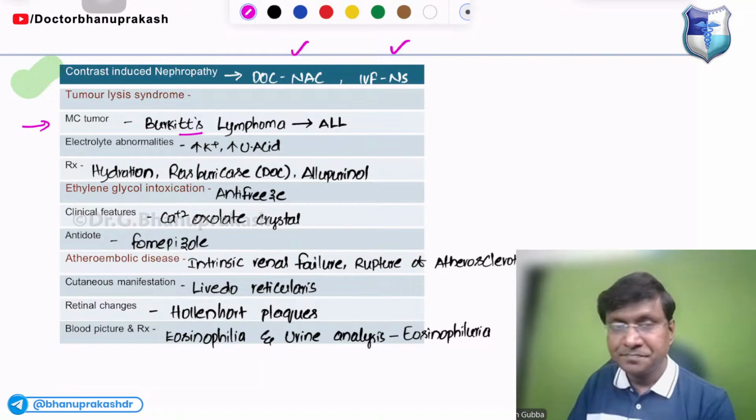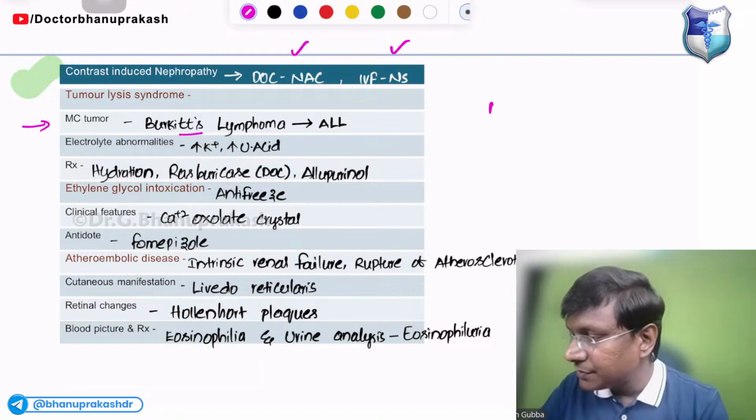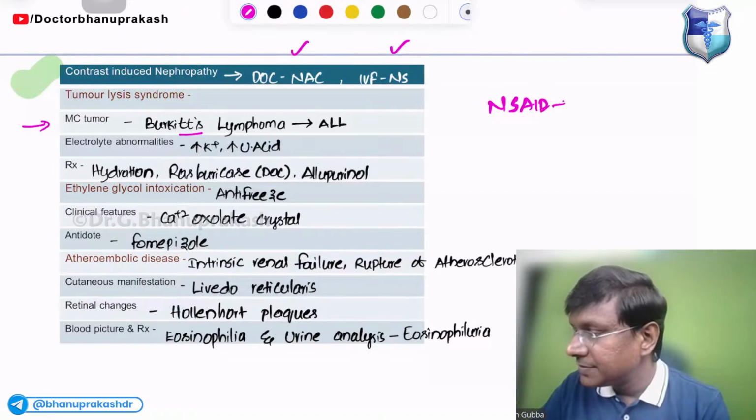I'll answer your question. NSAIDs, let me tell you, can cause pre-renal, right? It can cause intrinsic renal as well.